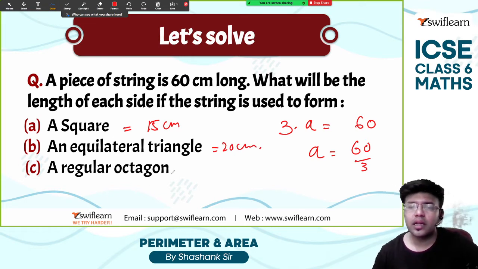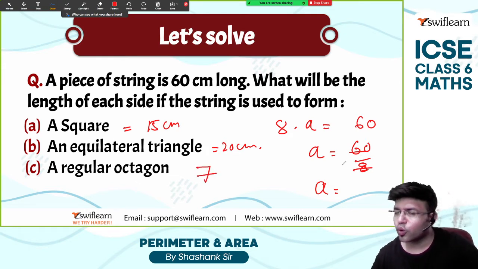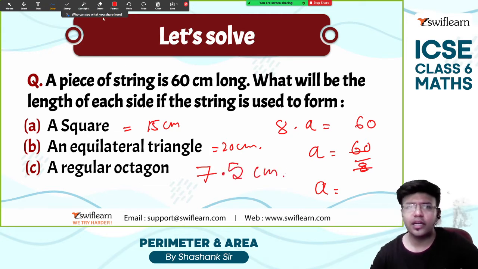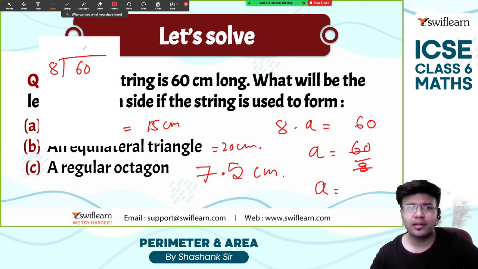Okay, a regular octagon will be having 8 sides. So 60 by 8. So A, the length of each side of the octagon, will be 8 sevens are 56. Okay, so 4 will be remaining. 8 5s are 40. So 7.5 centimeter. How did it come? Very easy. Just divide 60 by 8. That's all.